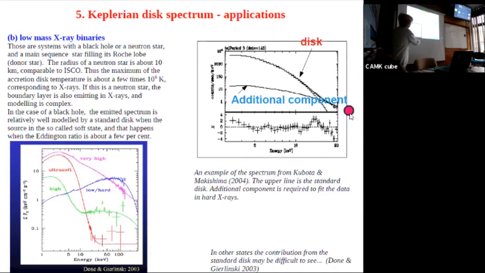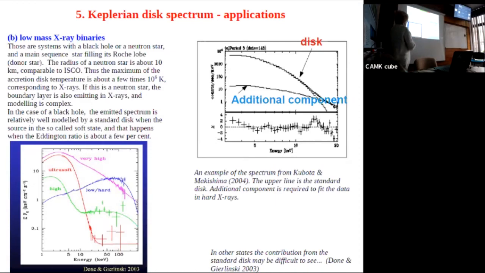So they had to add an additional component to model this part of the spectrum above 10 keV. But you see, this is more than 2 orders of magnitude, right? So this additional component is not really important below 10 keV. Below 10 keV during the soft state, the model works sometimes very well. This soft state usually appears when the Eddington ratio is above a few percent.